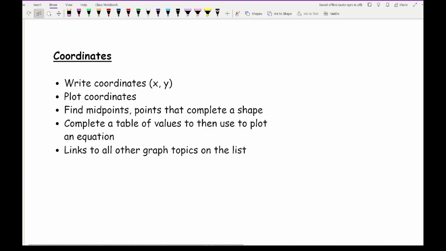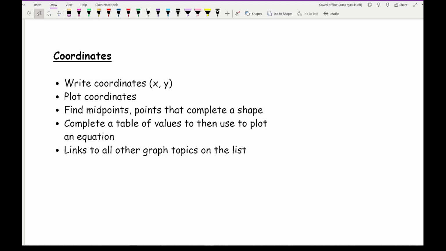Then moving on to coordinate geometry. So this is where we move on to graphs. Now coordinates, again, could be an individual topic, or it could be merged with any of the topics involved in the graph section of this algebra revision list. Now again, it's really important that you understand the basics. This should be guaranteed marks for you, so make sure you know how to write coordinates.